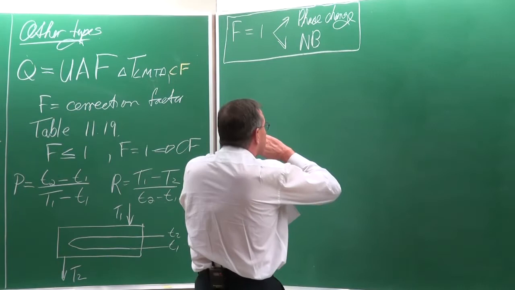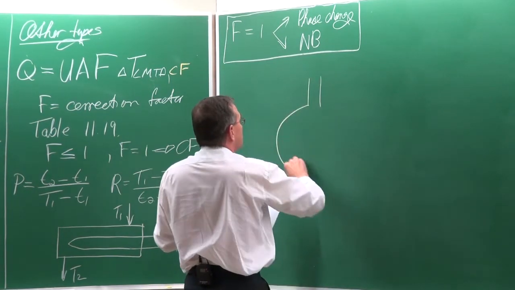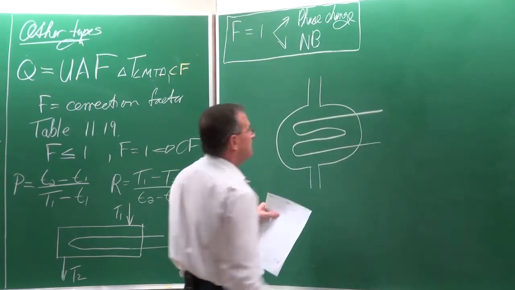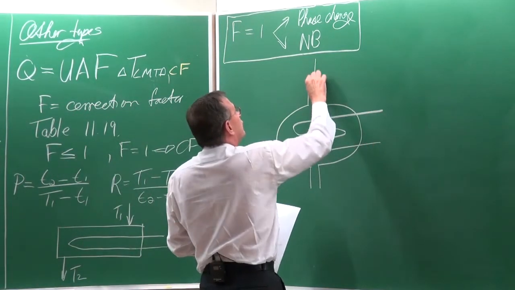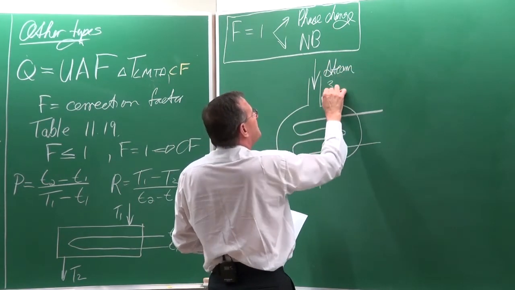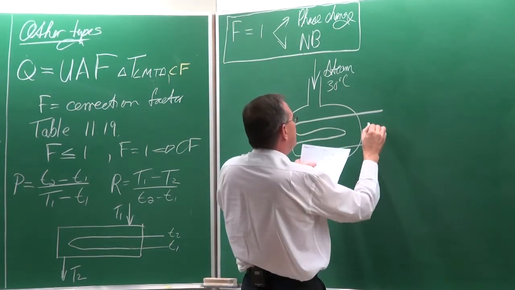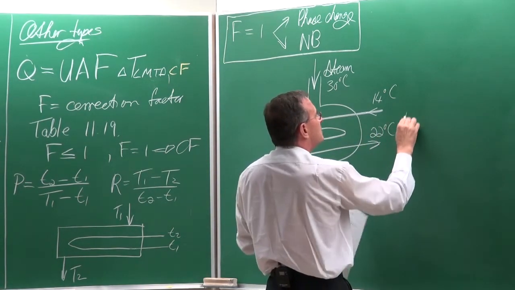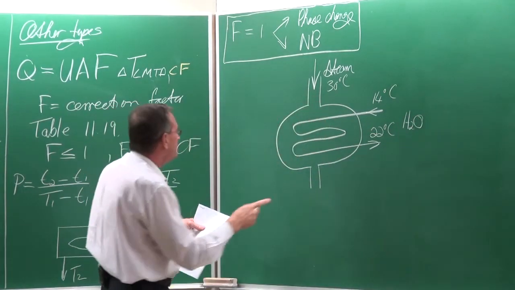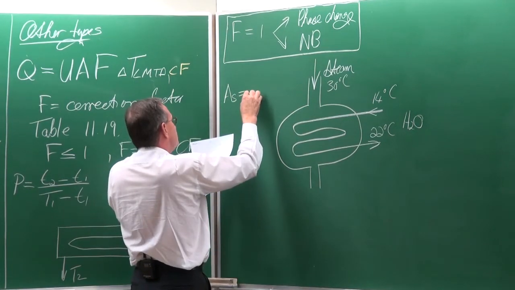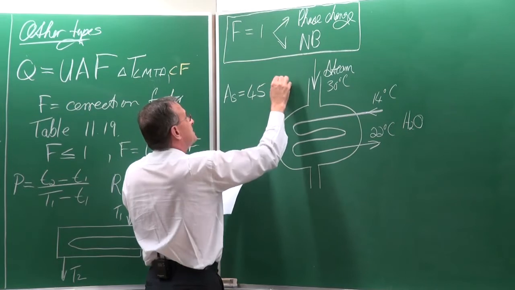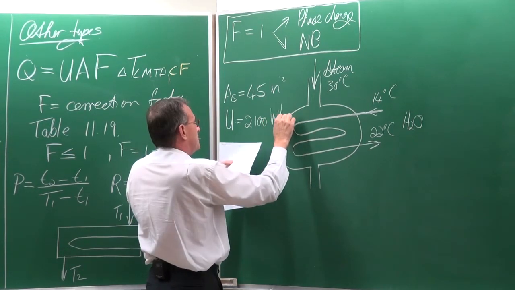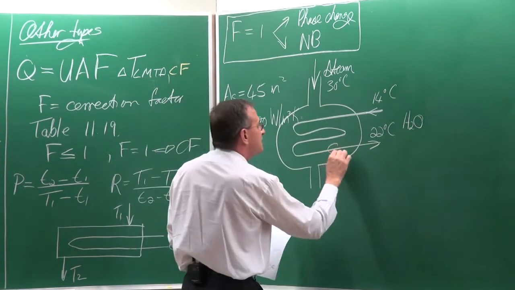So in this example, we've got a heat exchanger. I'm going to draw it like this in terms of geometry. Something like that. And here we've got steam at 30 degrees Celsius. And here we've got water at 14 degrees Celsius going in and going out at 22 degrees Celsius. That's water. And it is given to us that the surface area for heat transfer is 45 square meters, and the overall heat transfer coefficient is equal to 2,100 watts per meter squared Kelvin, and this is a thin tube.